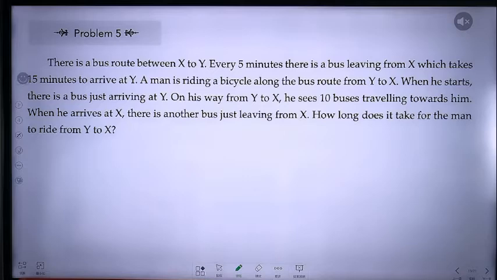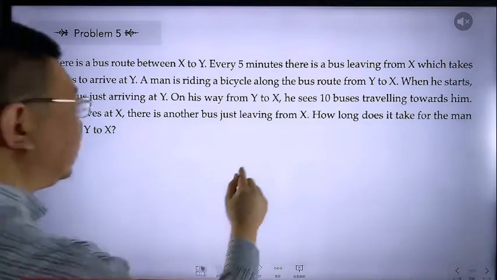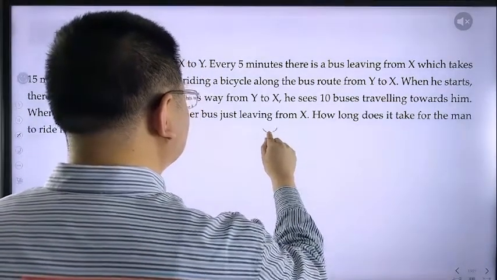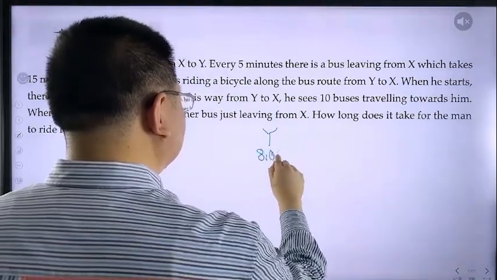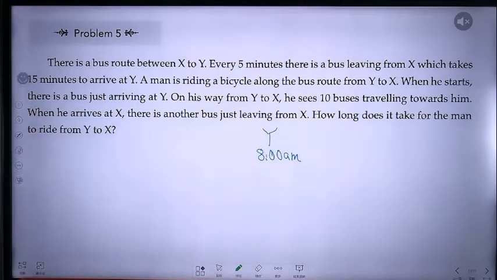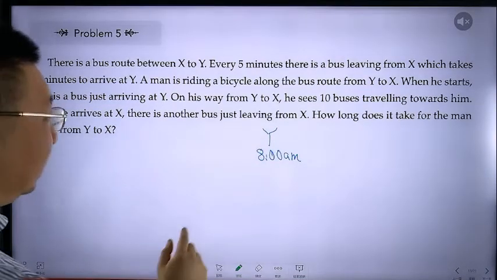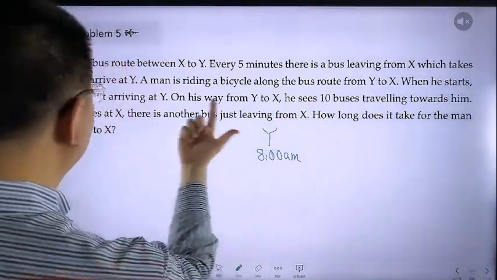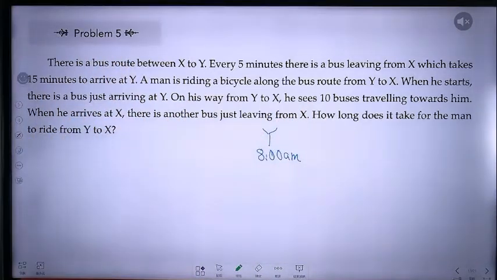So what do I see? Maybe when he starts from Y to X, he just starts at 8 a.m., like when our course starts in Hong Kong, right? 8 a.m. And then what would be the situation? He sees 10 buses traveling towards him before he arrives at X. So every 5 minutes, there's a bus leaving from X.